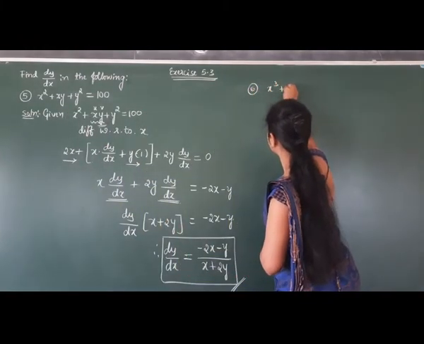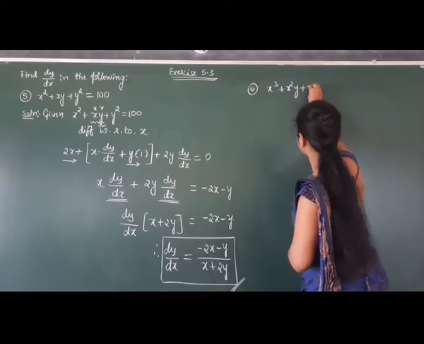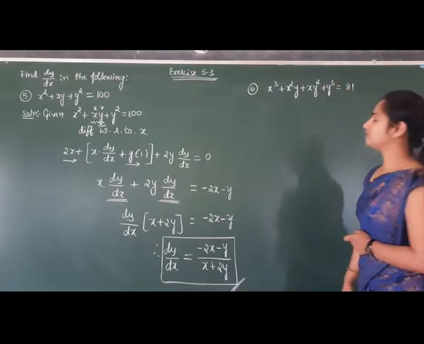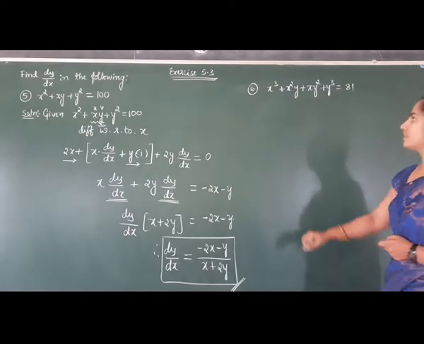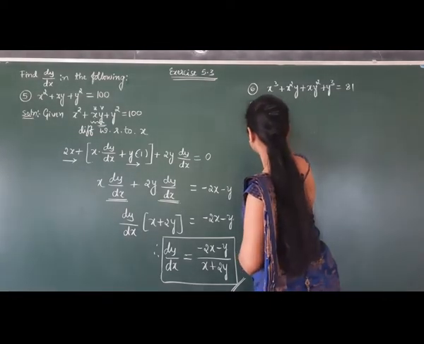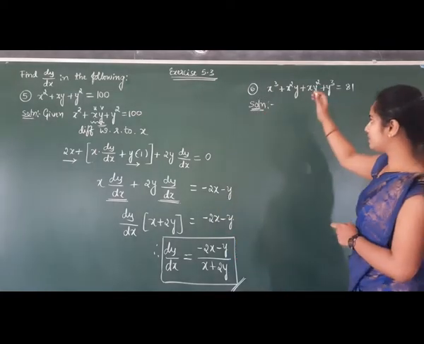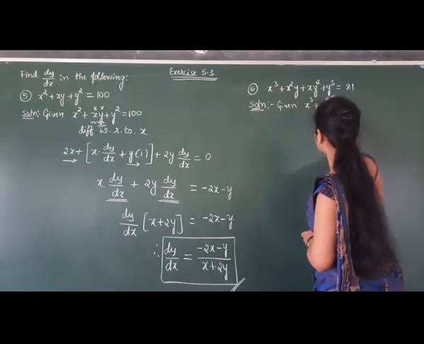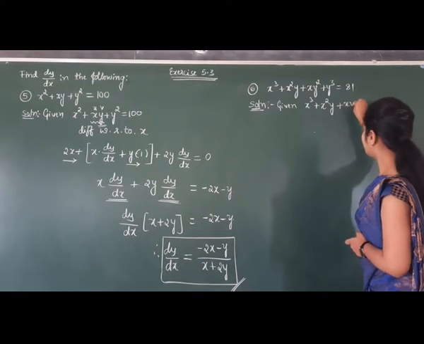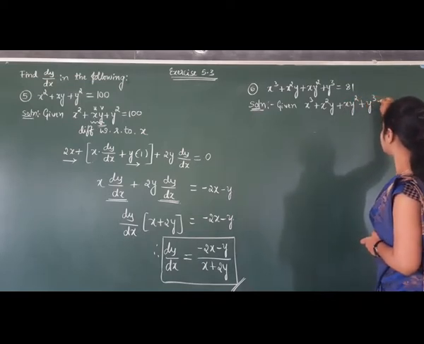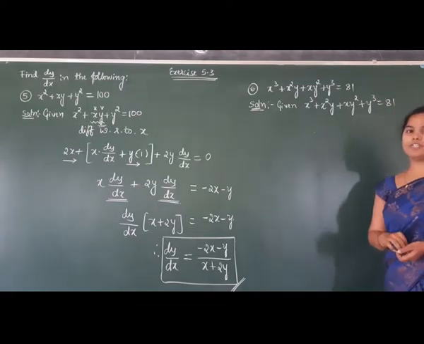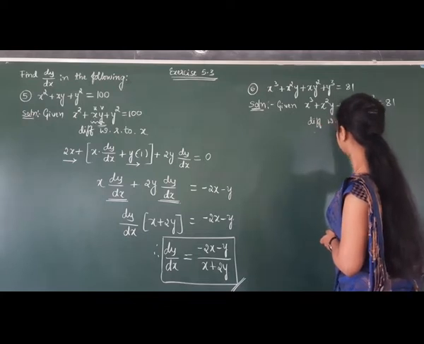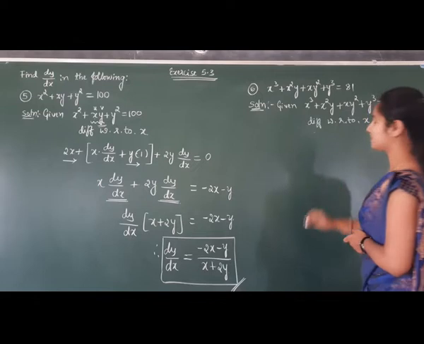x cube plus x square y plus xy square plus y cube is equal to 81. Okay. Solution. Here also first we consider the given function, that is x cube plus x square y plus xy square plus y cube is equal to 81. So differentiate this with respect to x.